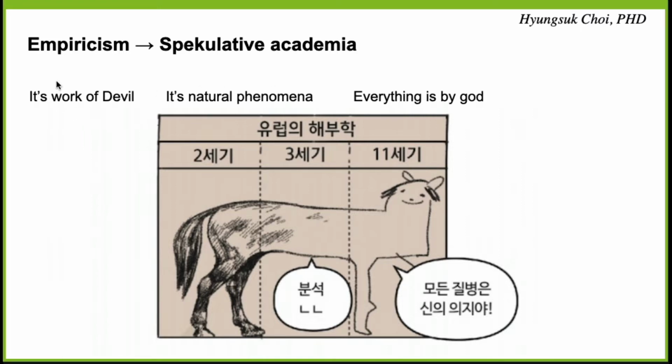So I told you this is mythos and this is logos. So mythos to logos. But after Christianity overwhelmed the whole of Europe, they started to think again that everything is from God. Their perspective about disease and human beings changed again. So empiricism became speculative. This is a typo. Speculative academia, academic current, academic trend.